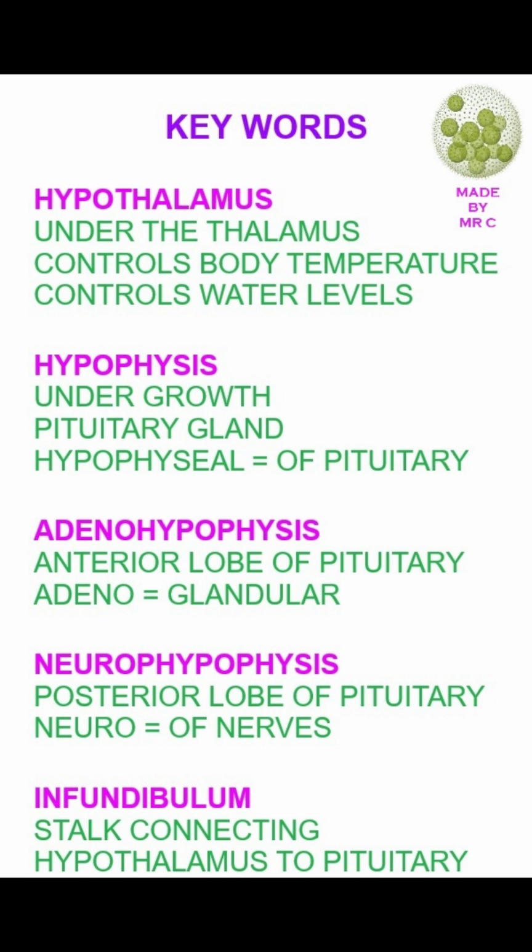The word hypophyseal means of the pituitary. Adenohypophysis means the anterior lobe of the pituitary because adeno means glandular. The word neurohypophysis means the posterior lobe of the pituitary because neuro means of nerves. Then the stalk connecting the hypothalamus to the pituitary is called the infundibulum.